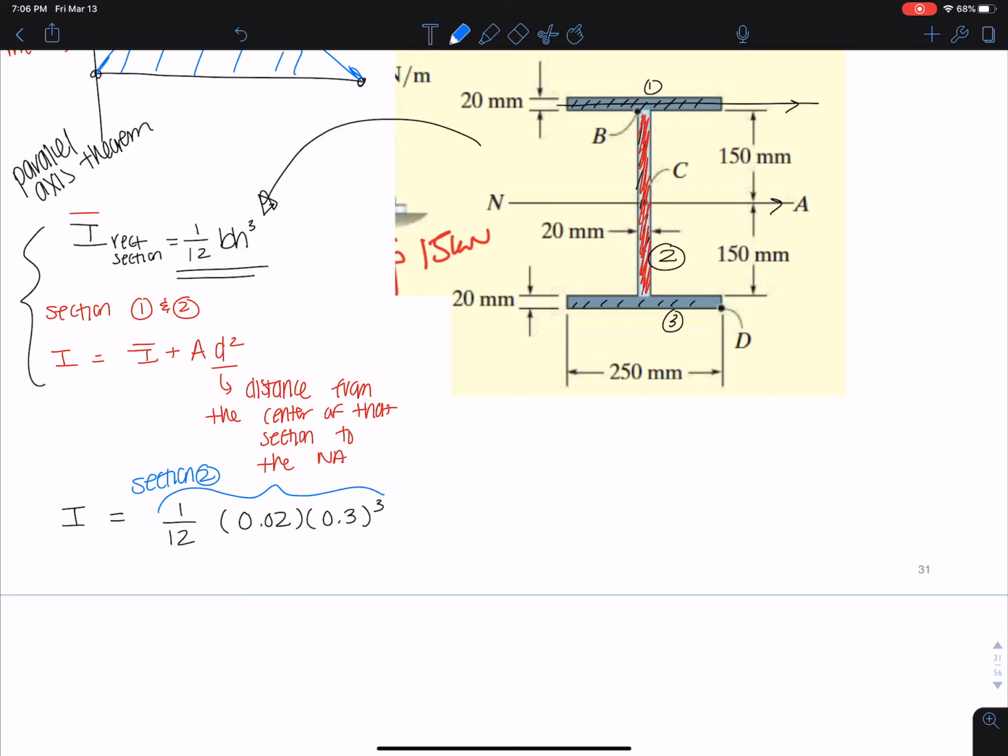Okay, that one's done. We're all good. It passes through the neutral axis, so no change. But now we need to add the moment of inertia of the other two shapes.